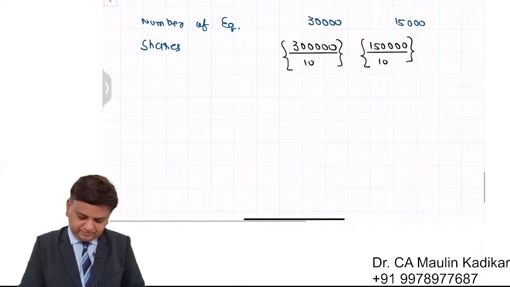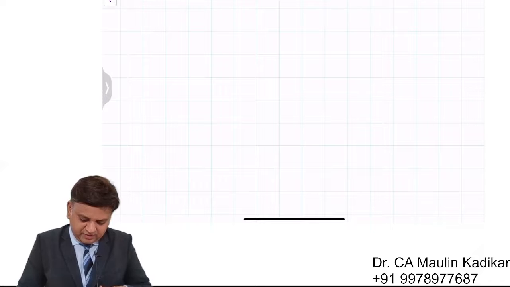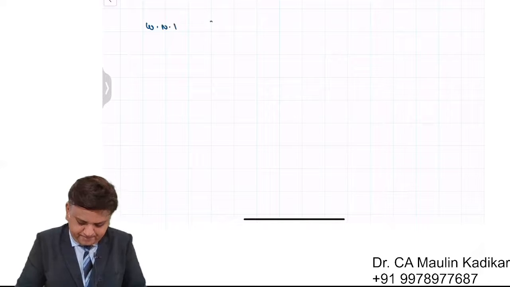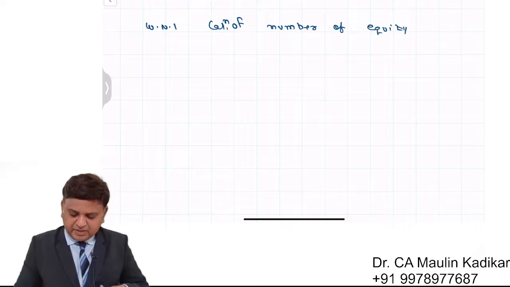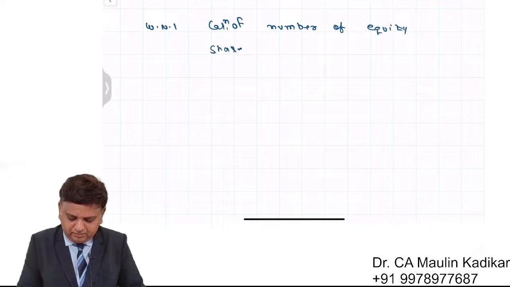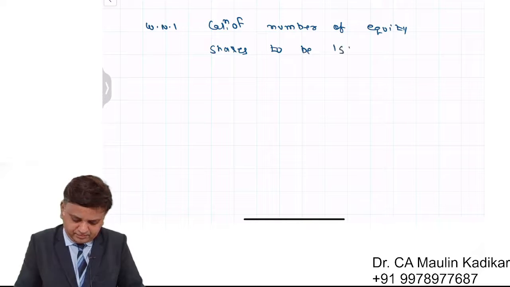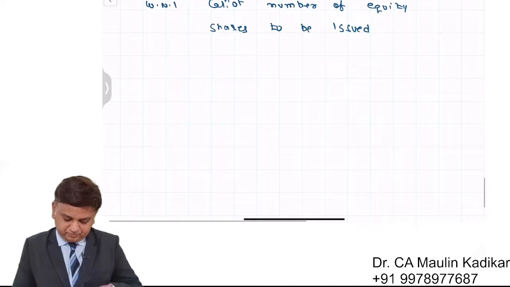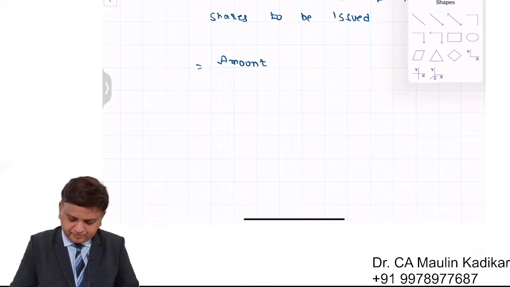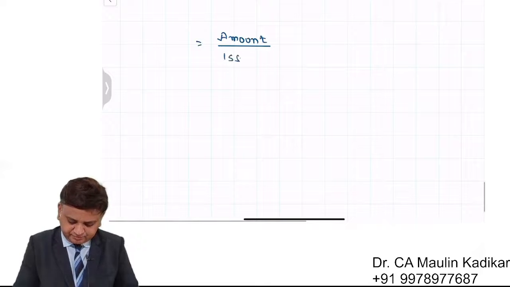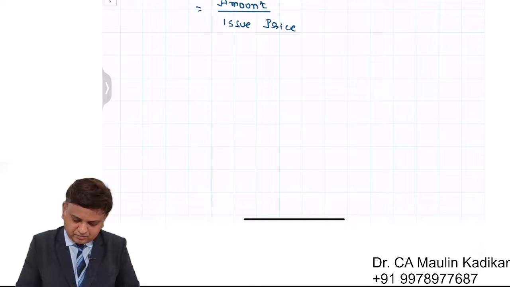Let us answer the question. Working note number 1: calculation of number of equity shares to be issued. Raised amount divided by issue price. So it is plan 1 and it is plan 2.